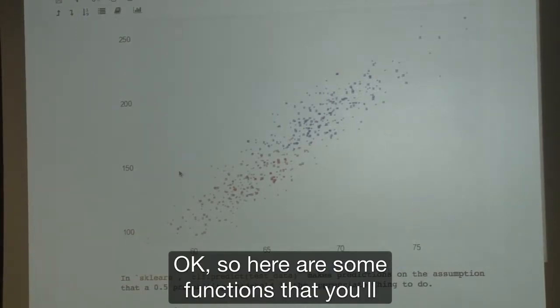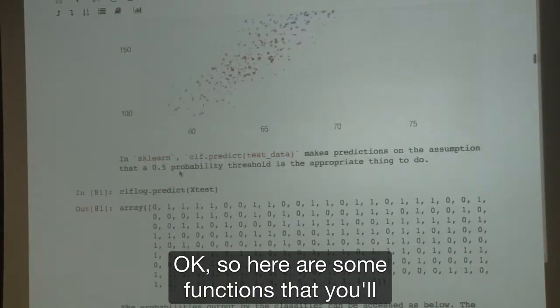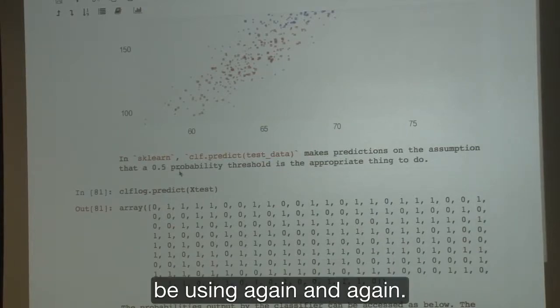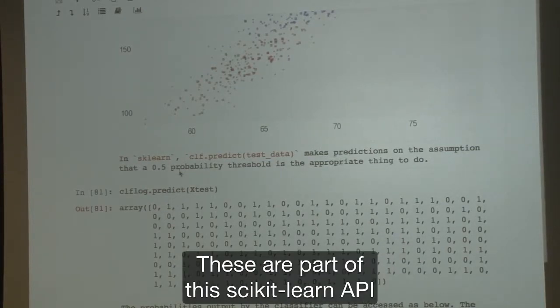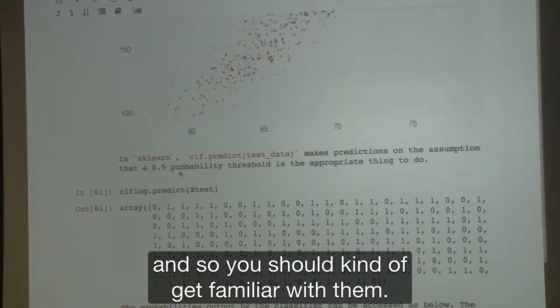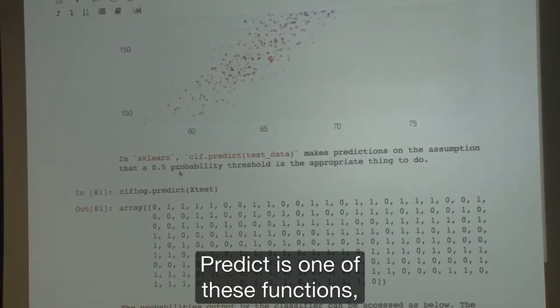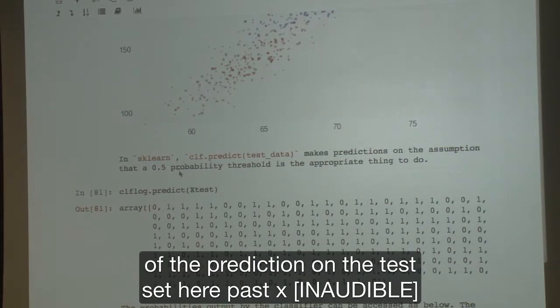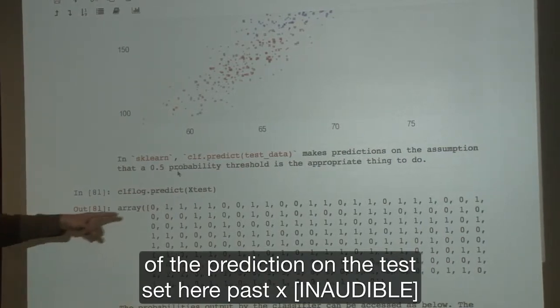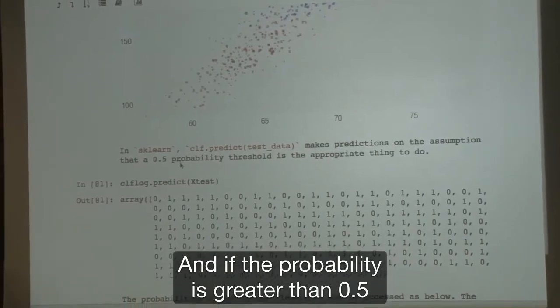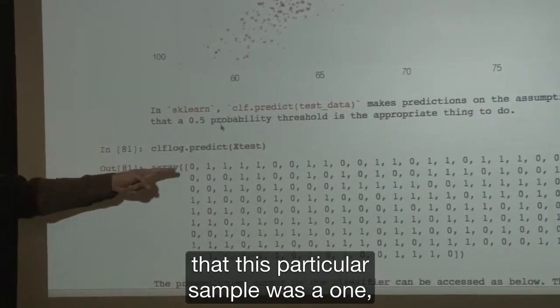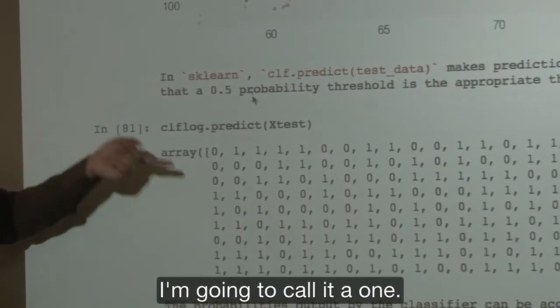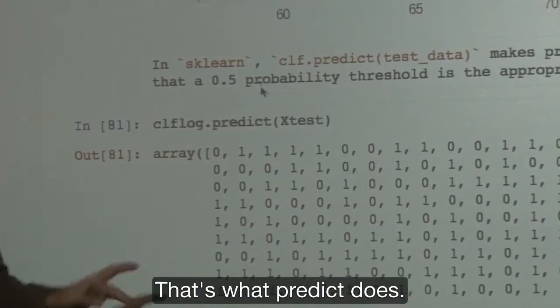OK. So here are some functions that you will be using again and again. These are part of the scikit-learn API, and so you should get familiar with them. Predict is one of these functions. What predict does is that it basically looks at the probabilities, and I'll come to that in a second, of the prediction on the test set. Here I've passed X test in. And if the probability is greater than 0.5 that this particular sample was a 1, I'm going to call it a 1. That's what predict does. That's all.